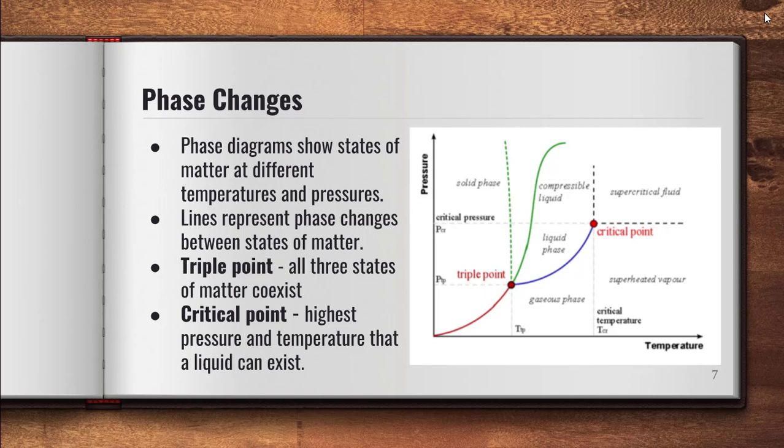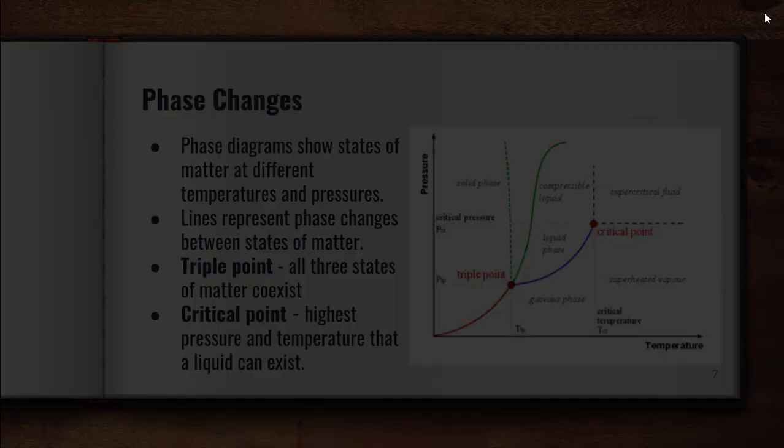Now there are two other points on this graph. There's a triple point where all three states of matter can coexist at the same time, which is pretty cool. That there's solid, liquid, and gas all at the same time at the specific pressure and temperature. And then a critical point is the highest pressure and temperature that a liquid can exist. So at some point in time, you actually get to too high of a pressure, too high of a temperature that a liquid phase cannot possibly exist. And then that just becomes gas any place to the right of that critical point.